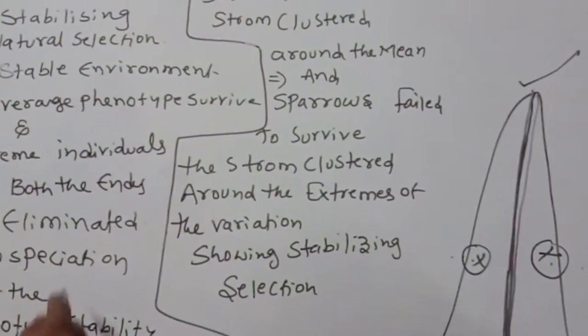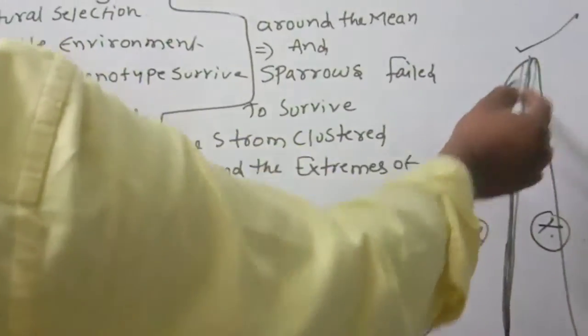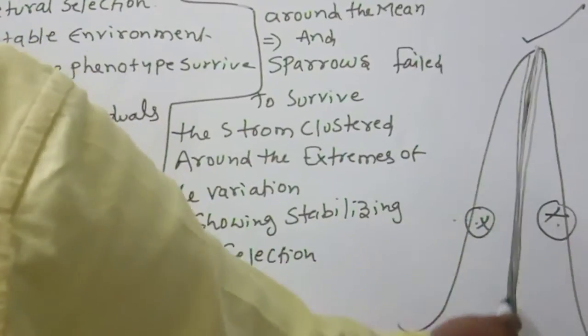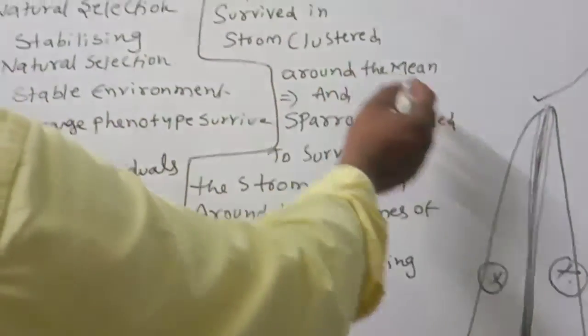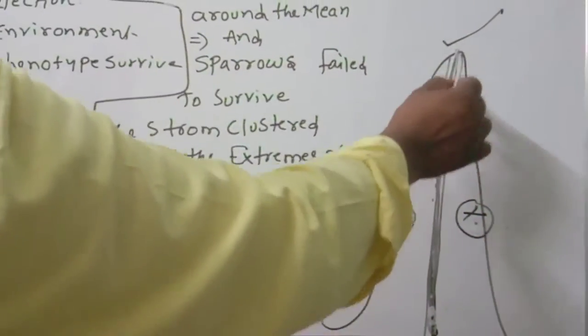Both the ends are eliminated. No speciation, but only phenotypic stability is maintained within the population. These phenotypic external features maintain the population over the generations. For example, sparrows survived in storm clustered. Here the sparrows which are storm clustered around the bean only survived.